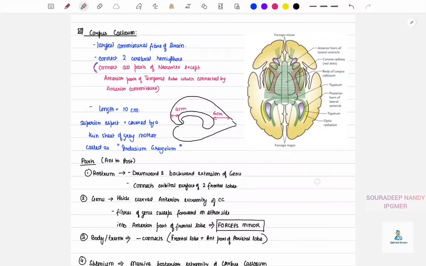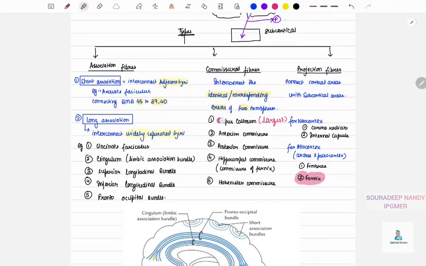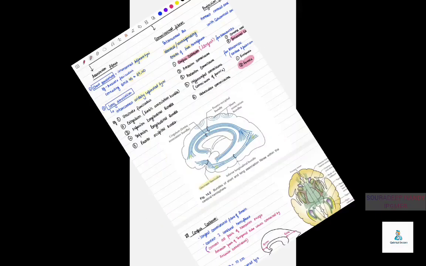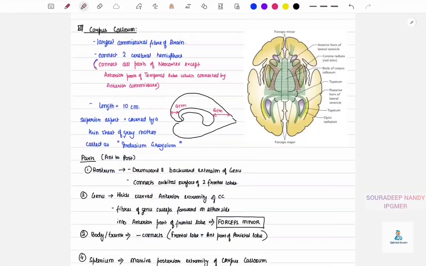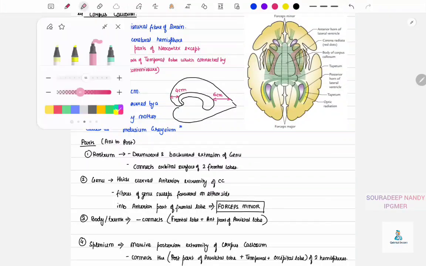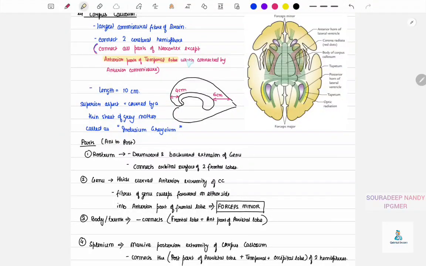Now coming to the main short note topics: the corpus callosum, the fornix and the internal capsule. From these three, one can come as a short note. These three are the hot topics for your prof exam. Now coming to the corpus callosum, as I have already told, it is the largest commissural fiber of the brain. It connects the two cerebral hemispheres and it connects all parts of the neocortex except the anterior part of the temporal lobe, which is connected by the anterior commissure. You have to remember that.